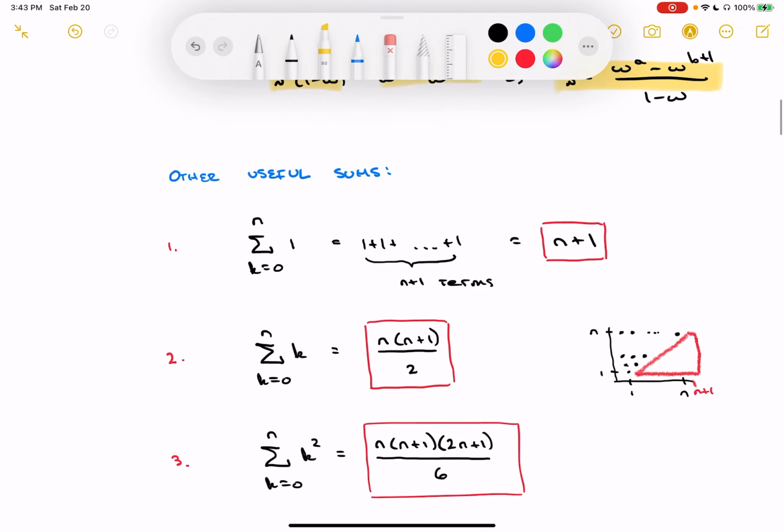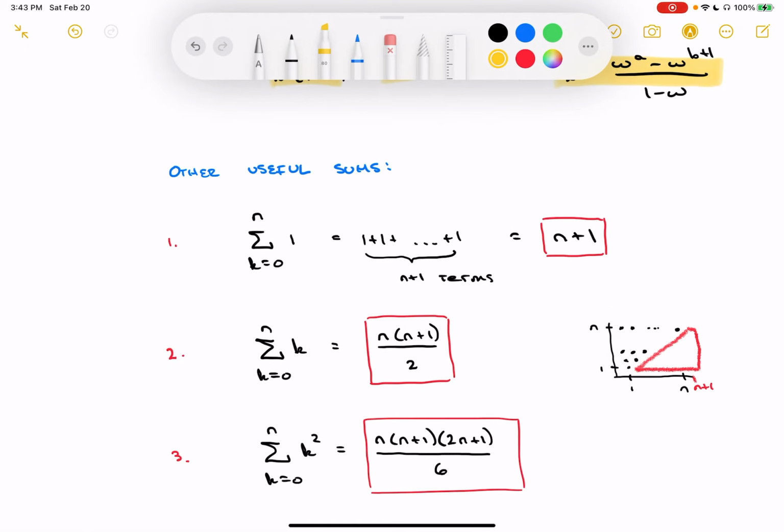There's quite a few other useful sums. We're going to just pick a few that are probably most useful to this class. The first one I'd like to look at, in addition to the geometric sum, is this idea of just summing up a constant. I'm going to go ahead and sum a constant 1. If you had a different constant, you would just scale this whole sum by that different constant. You could pull it outside of the summation and just multiply this result.